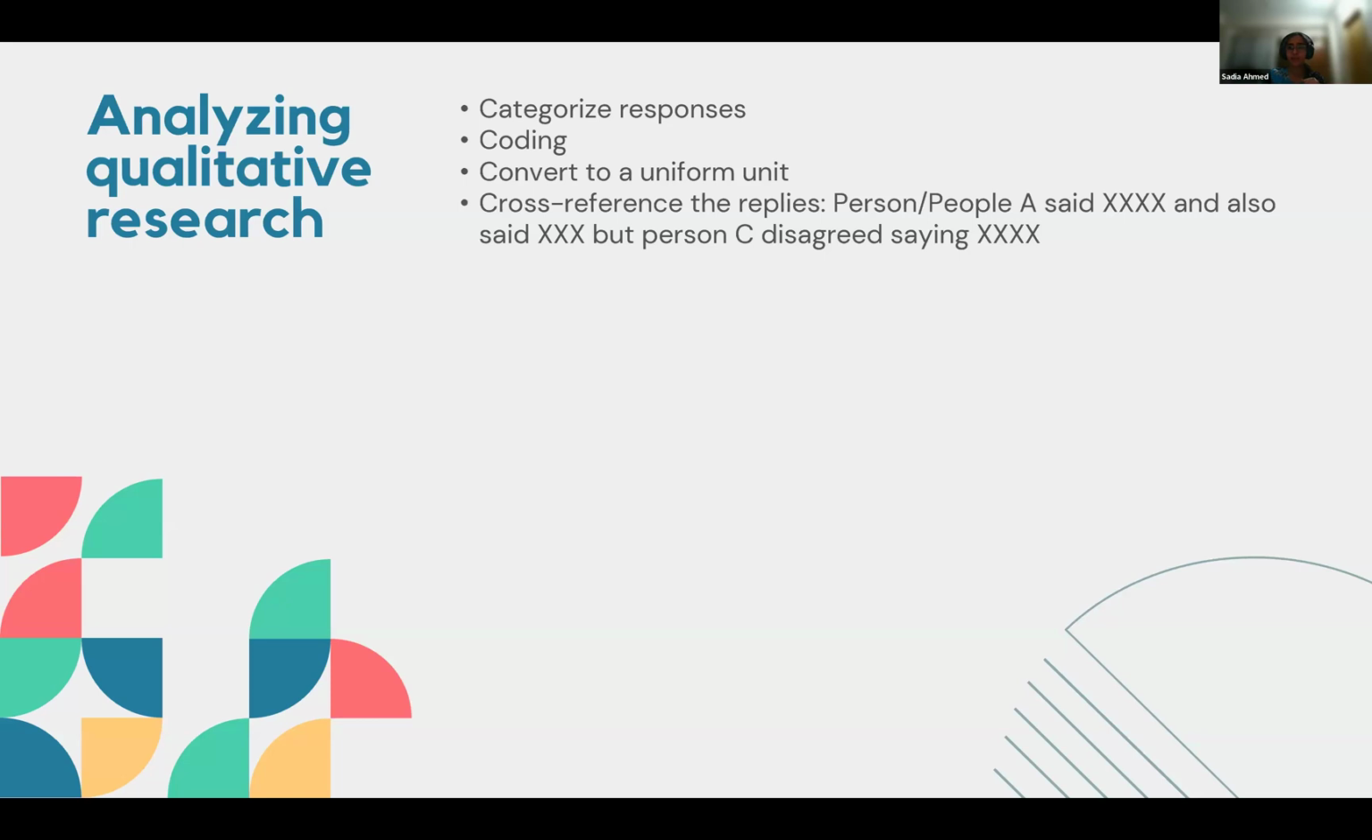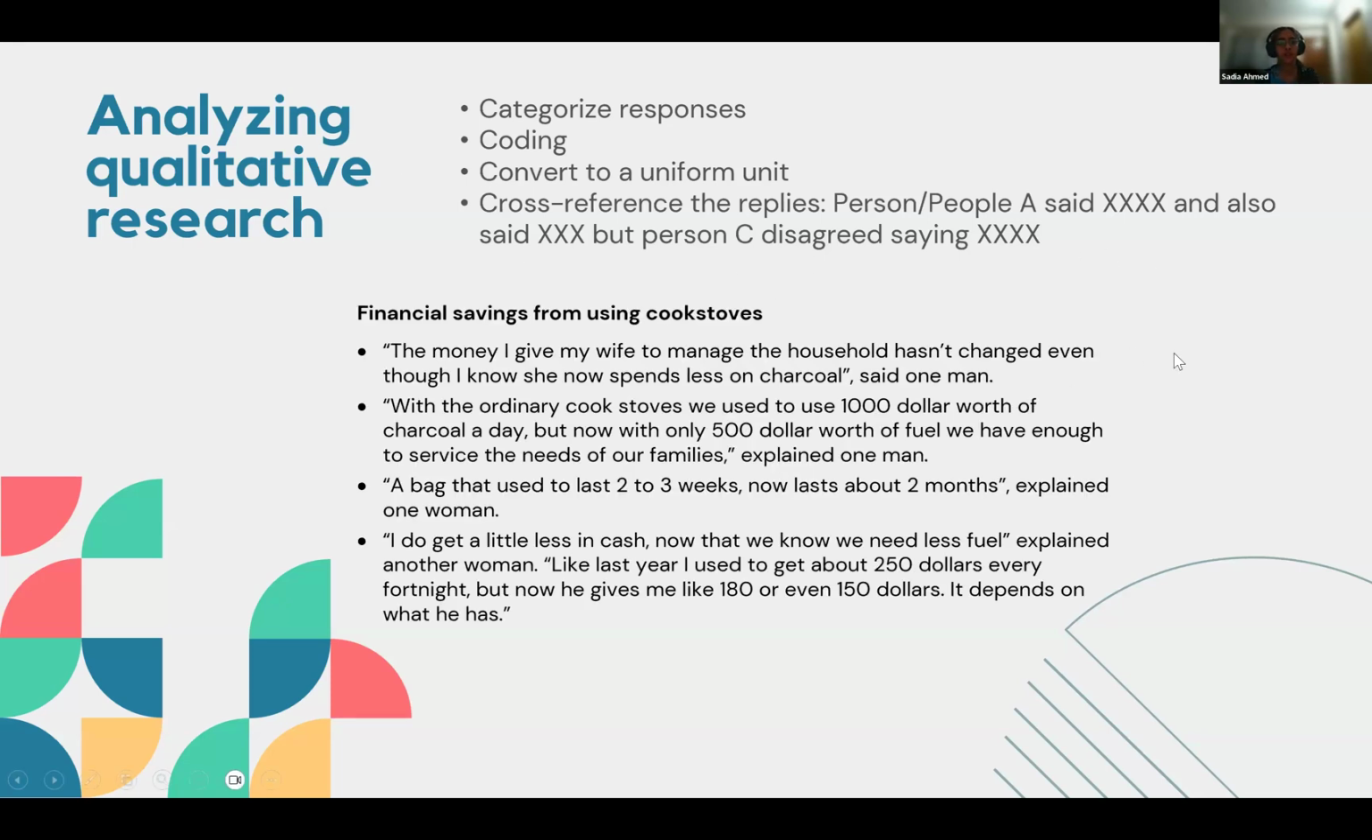So as an example, I will talk about the information on financial savings from using cook stoves. You'll see this in the case study in the research excerpts. So the first one is on financial savings. And these are examples of some of the research information that we have got.